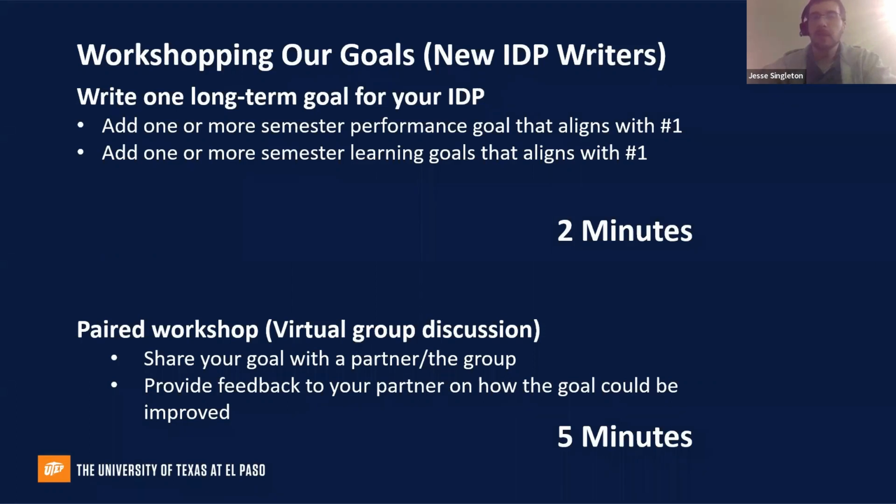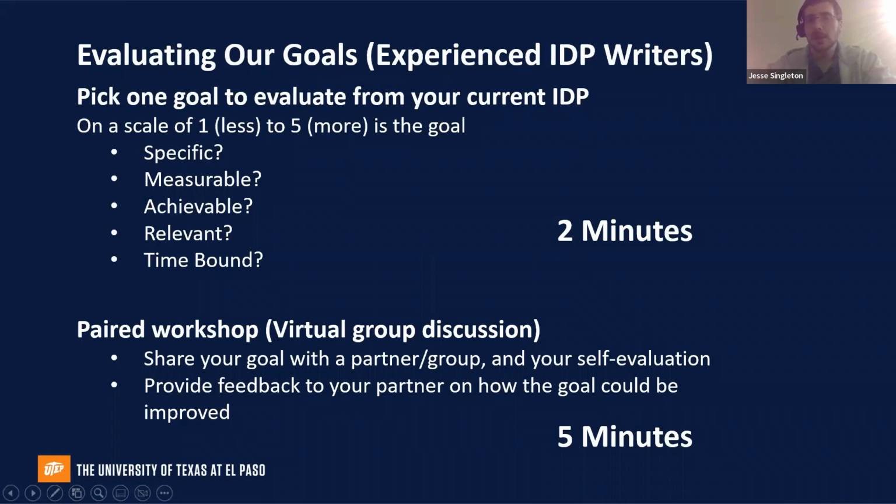If you have worked on an IDP before and you have it, what I'll ask you to do is pick one of your current goals from your IDP and evaluate it on a scale of 1 to 5 for the SMART goal sections. Is it specific, measurable, achievable, relevant, and time bound? So give each section a score and be ready to talk a bit about how you felt you're doing on that SMART goal and share some feedback. And again, we'll spend about 5 minutes in the entire group sharing back everyone's experience with this activity.